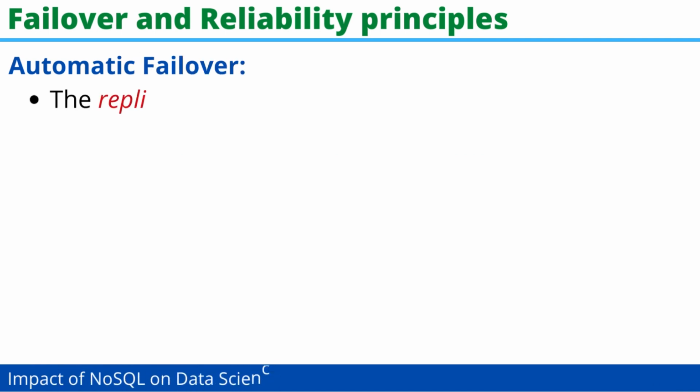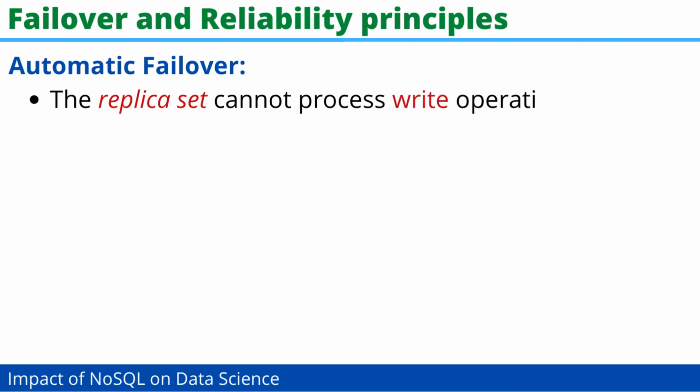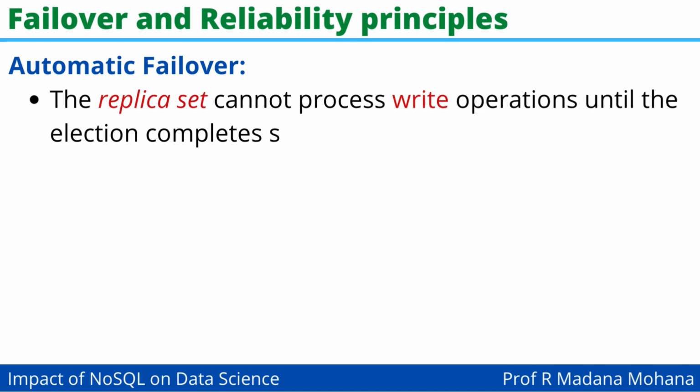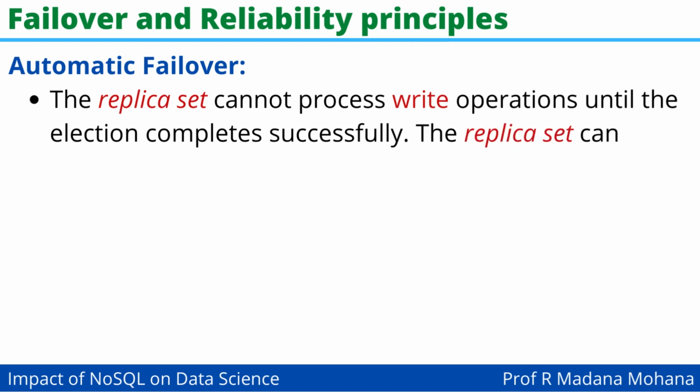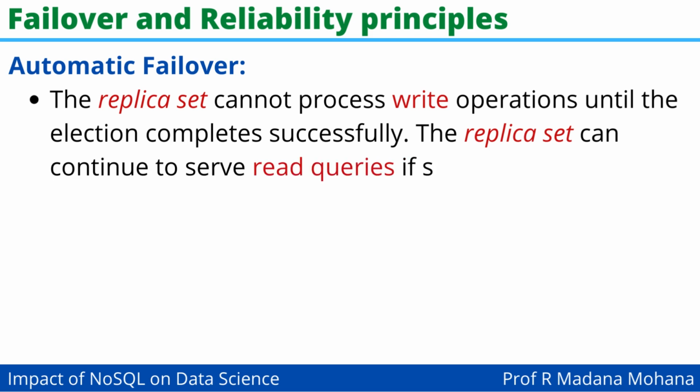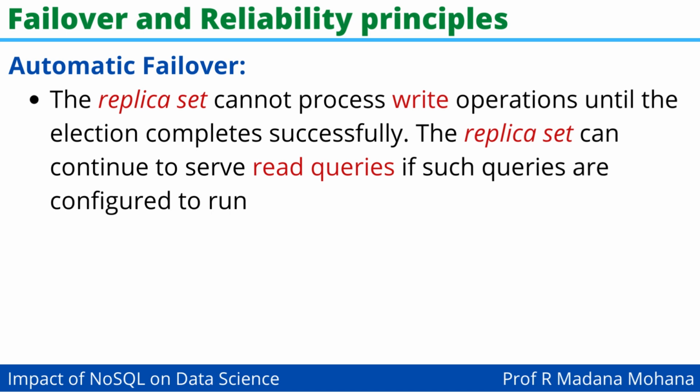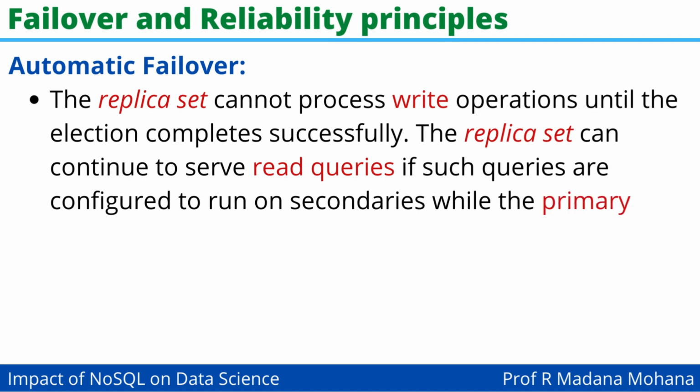In automatic failover, the replica set cannot process write operations until the election completes successfully. The replica set can continue to serve read queries if such queries are configured to run on secondaries while the primary is offline. This is the main functionality of automatic failover.